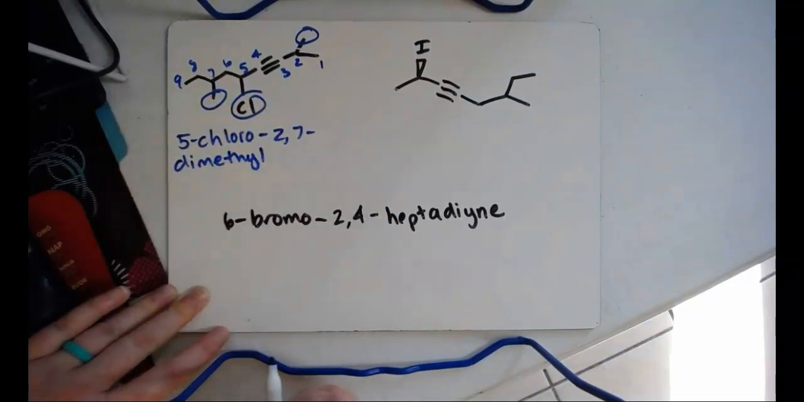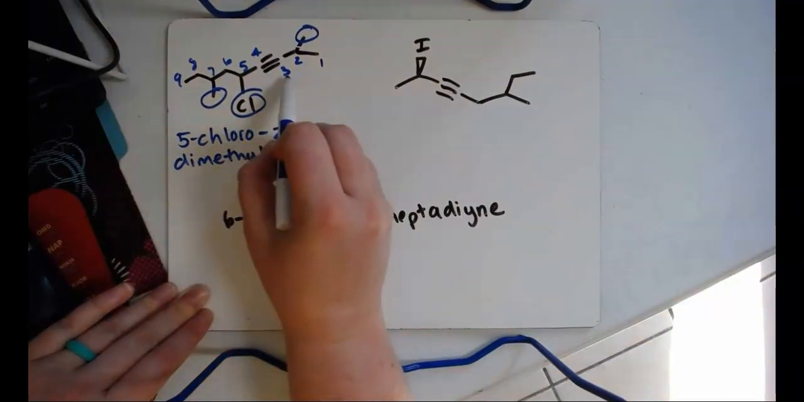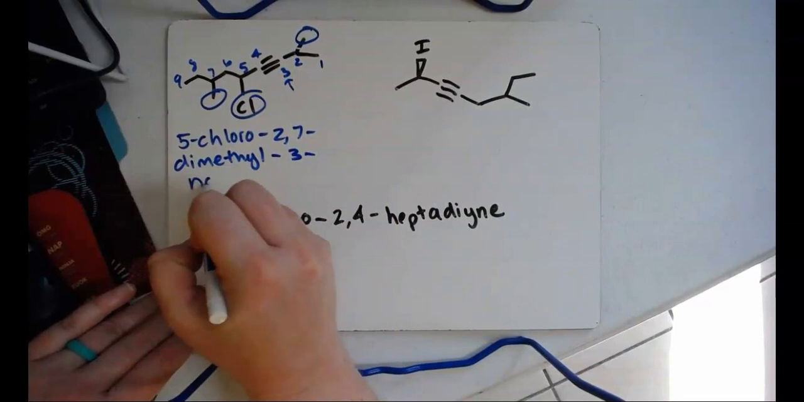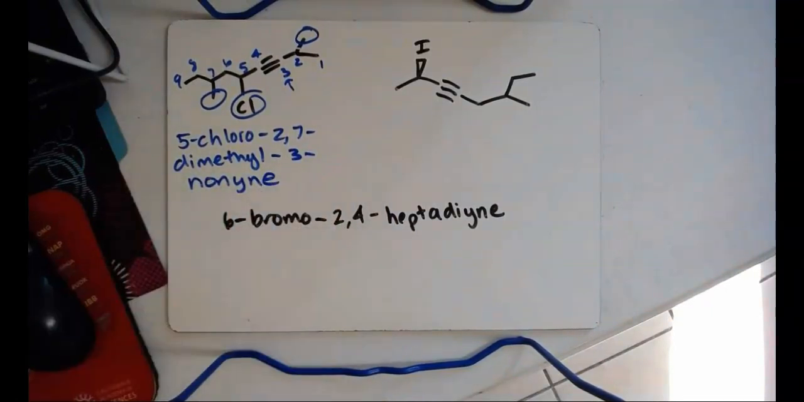And then I have 9 carbons with that triple bond, so it will be non-, but we have to say where that triple bond's located. And so it starts at carbon number 3. So we're going to say 3-nonyne, which definitely sounds very weird, but it is correct. All right, let's look at our next one here.